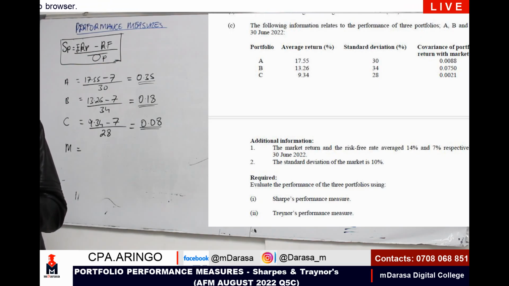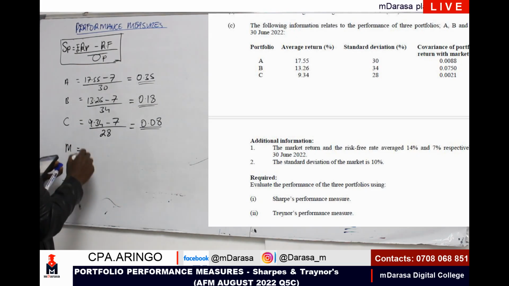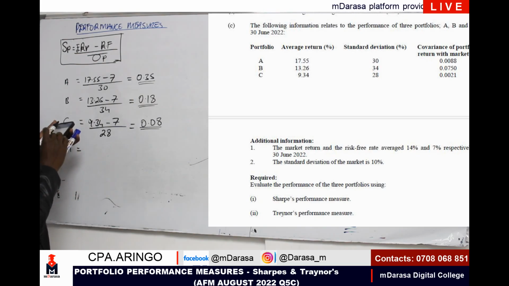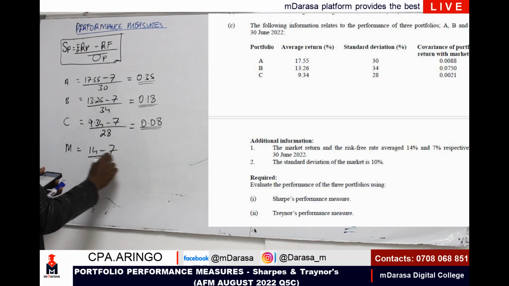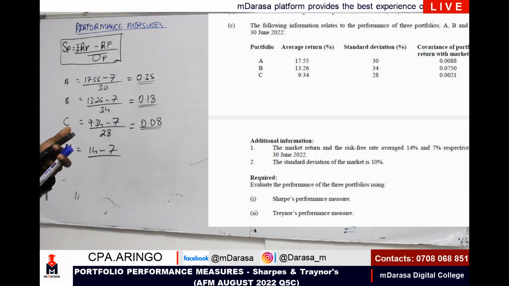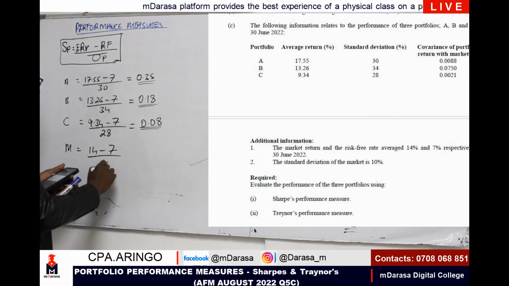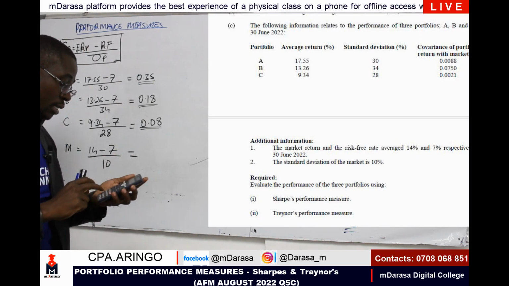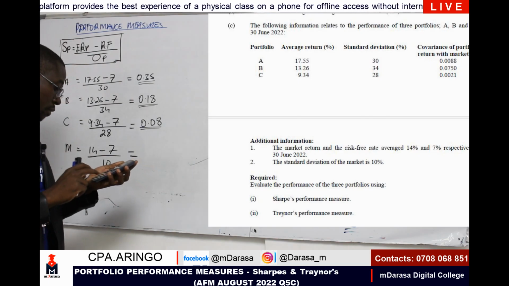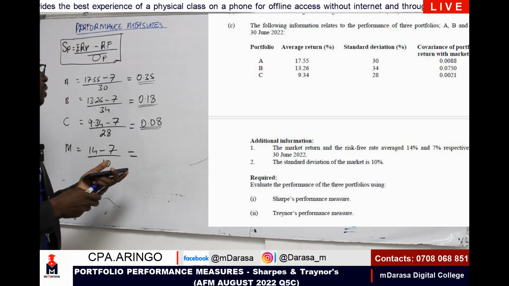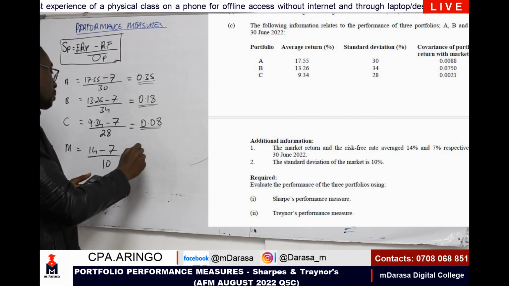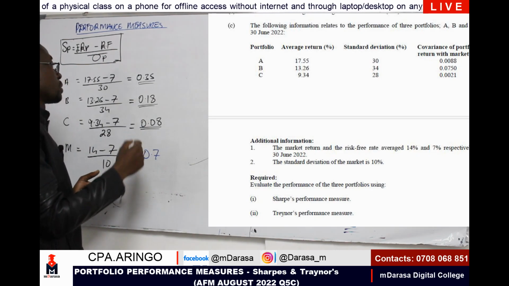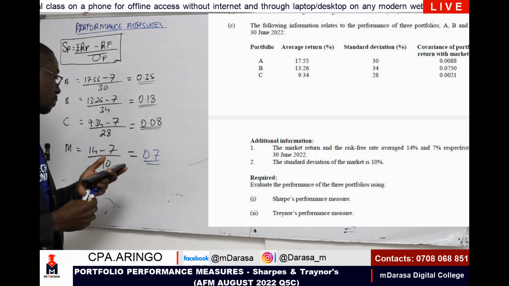So if I told you to go ahead and do it for the market, the expected return of the market, the examiner has given us 14 minus risk-free 7. And what about the standard deviation of the market? You're clearly given there: the standard deviation of the market is 10. So we should be talking of 14 minus 7, divide by 10, to give us what? 0.7. So you can always base it on that.